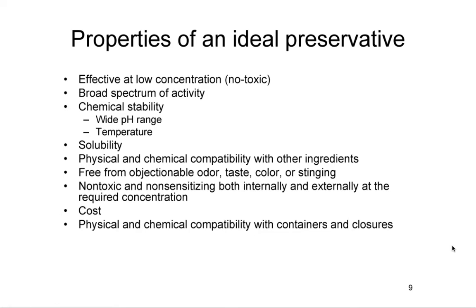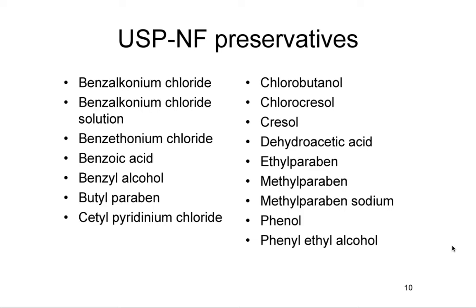It should be relatively inexpensive. It should be physically and chemically compatible with containers and closures. If it's not physically and chemically compatible with containers and closures, what would happen is the preservatives could be absorbed or denatured or maybe degraded by the container and closure systems, thereby rendering it ineffective. There are numerous examples of USP/NF preservatives: benzalkonium chloride, benzalkonium chloride solution, benzoic acid, benzyl alcohol, butylparaben, cetylpyridinium chloride, chlorobutanol. All of these are examples that are given in the USP/NF.